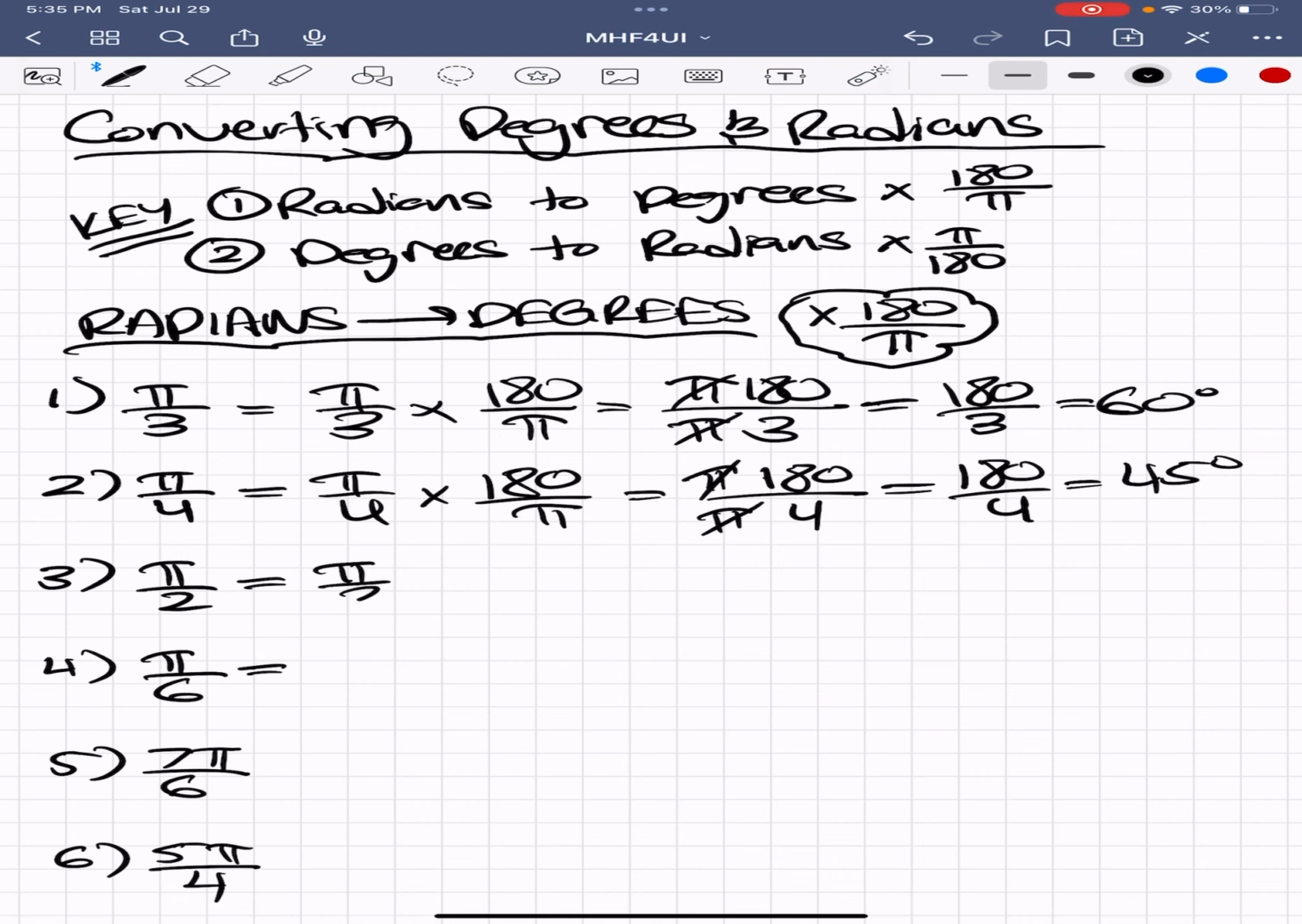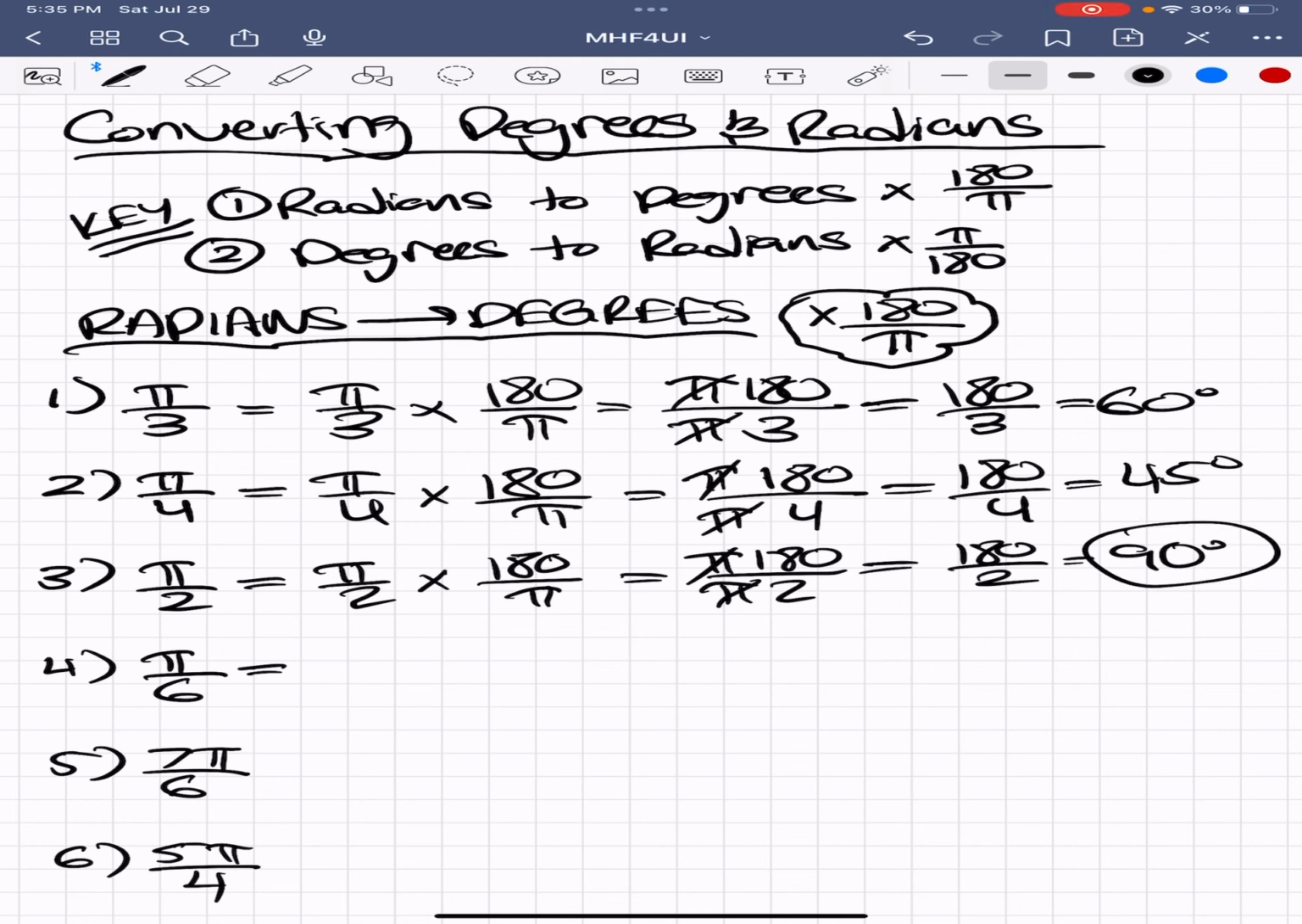So we have pi over 2 multiplied by our conversion factor, 180 over pi. Pi is common on the top and the bottom. And then we're left with 180 divided by 2, which is 90 degrees. Let's circle all our answers.